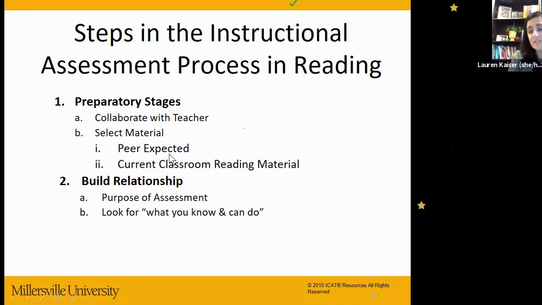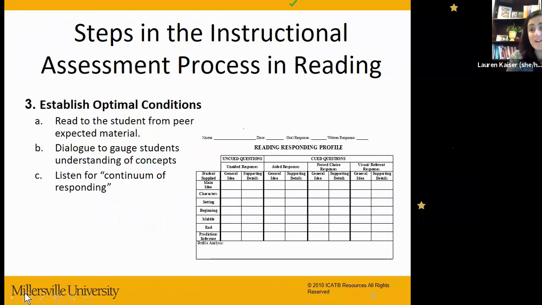And if they're in any leveled material, you'll have that available too. When the student comes in, you're going to let them know this is a different kind of assessment. It's not a test. You're not going to be graded. We're looking for what you know and what you can do. If we get to stuff you don't know, we're not going to worry about that. You're helping me and your teacher know how to help kids learn and do better in school. So thank you for helping us, right? You need to kind of frame it like that.